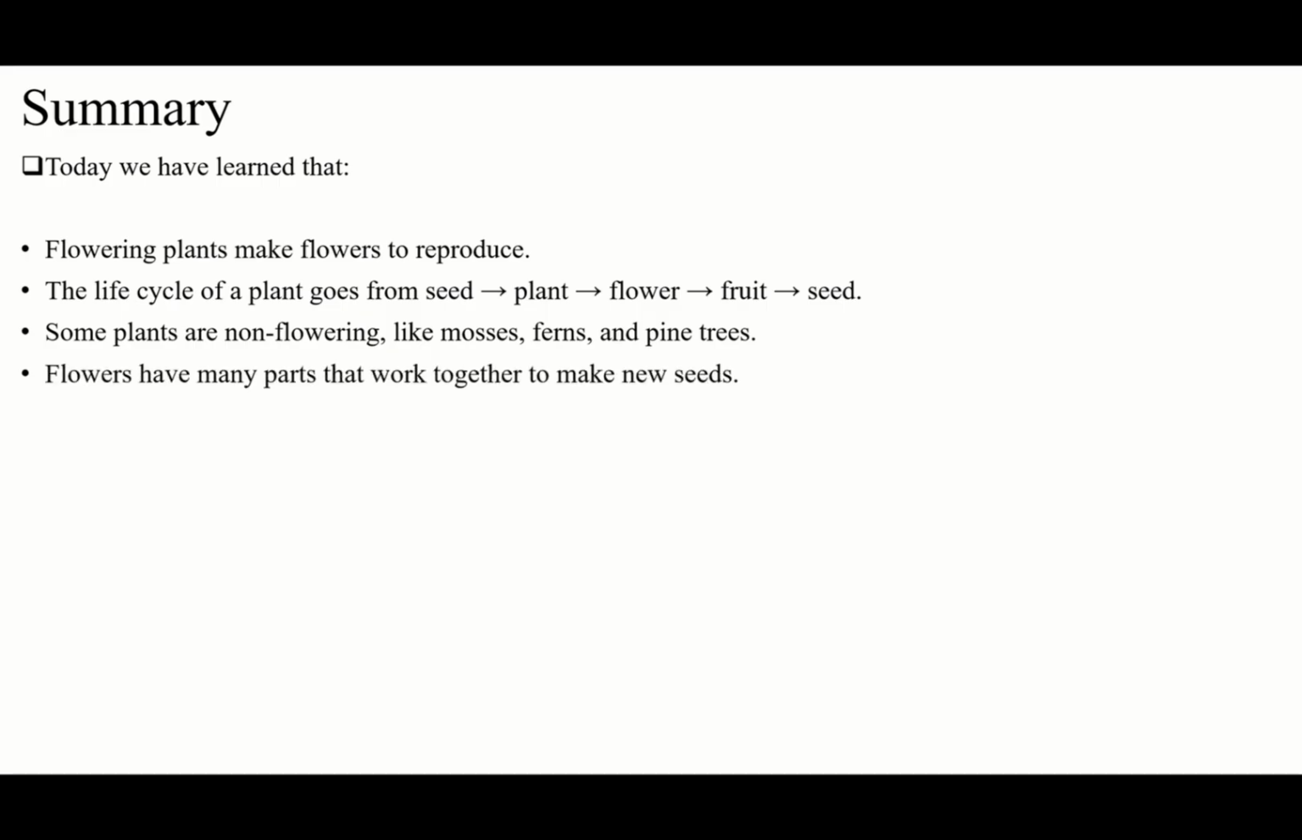Also, the flowers have many parts that work together to make the new seed. Of course, they will work together for making the flower. The flower becomes the fruit. The fruit has seed. The seed will be released and make a new plant, which is the new generation.